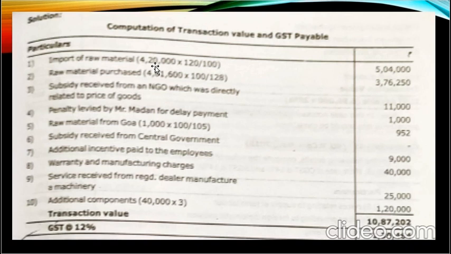So now for 100%, if it is 4,20,000, then for 120%, how much is it? So including BCD, how much is it? We are finding out. So 120 into 4,20,000 divided by 100 will give you 5,04,000. So this 5,04,000 is including basic custom duty.